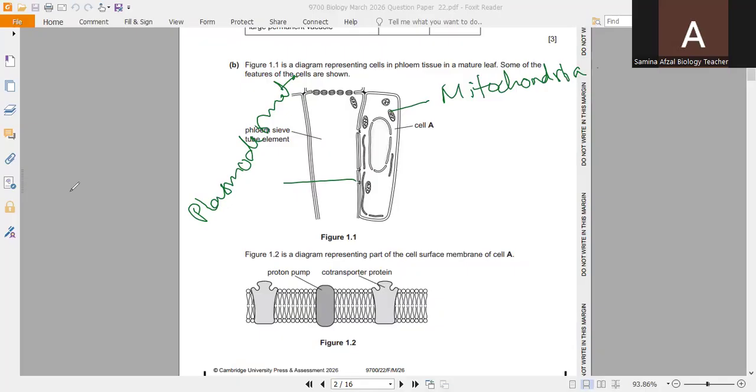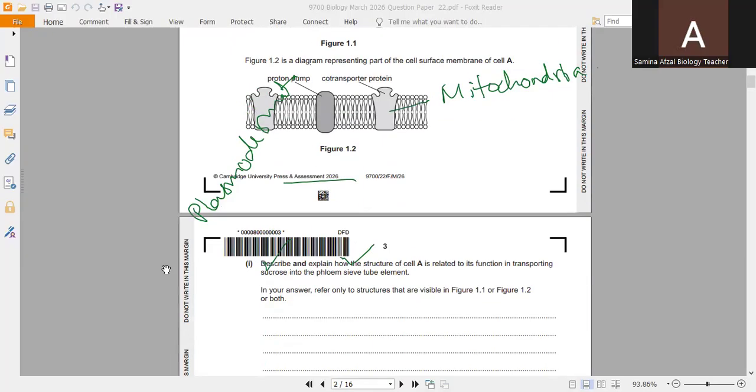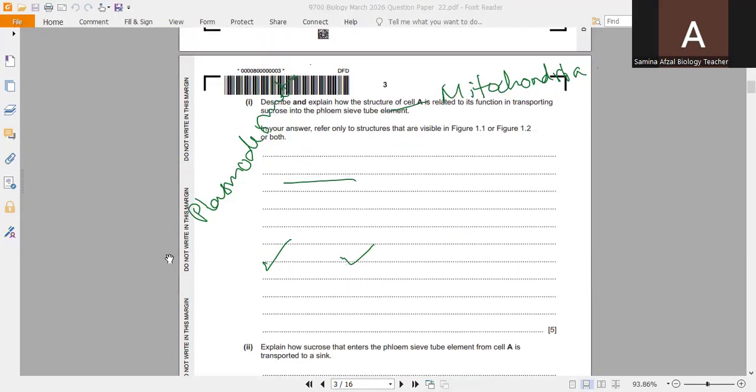And Figure 1.2 is a diagram representing part of the cell surface membrane of cell A, in which they have shown the proton pump and co-transporter protein. Now the question is, describe and explain how the structure of cell A is related to its function in transporting sucrose into the phloem sieve tube elements. In your answer, refer only to the structures that are visible in Figure 1.1 or Figure 1.2 or both.